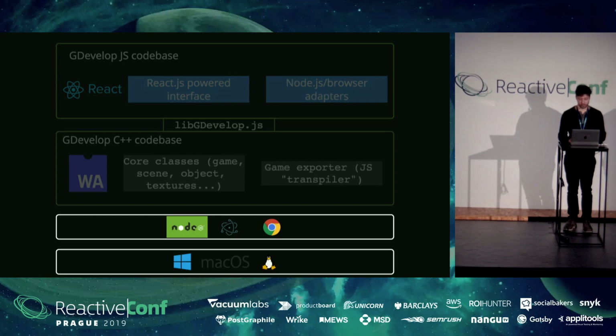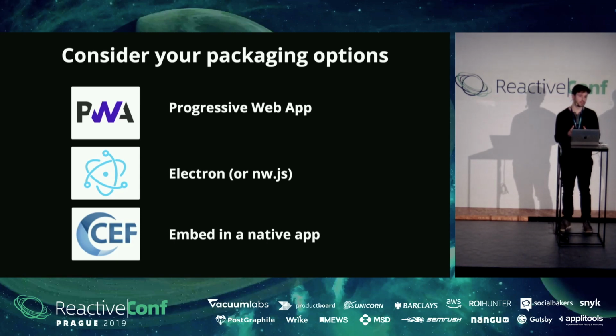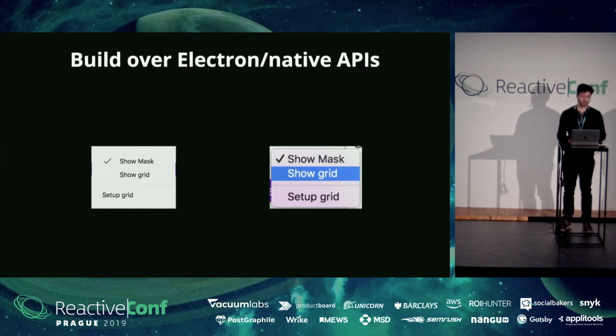Just a few words about packaging the whole thing. You can either package this as a progressive web app, using Electron, or even embed the whole thing in a native application. Whatever you choose, my advice is to build over the existing APIs. For example, in Electron, you have APIs to make context menus. Better use them to get a native feeling if you're distributing your application as a downloadable application.